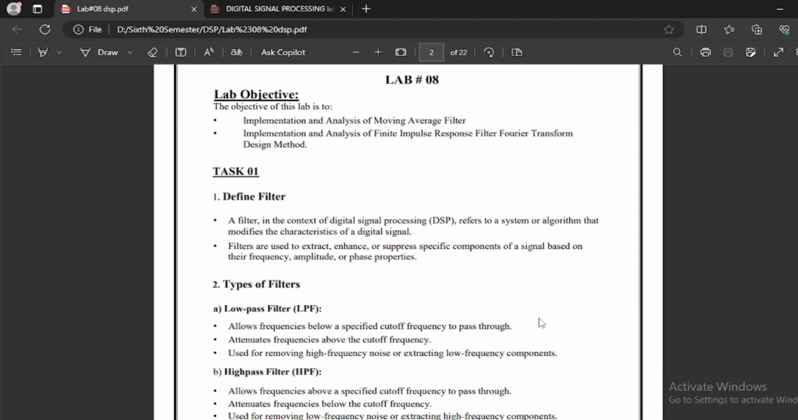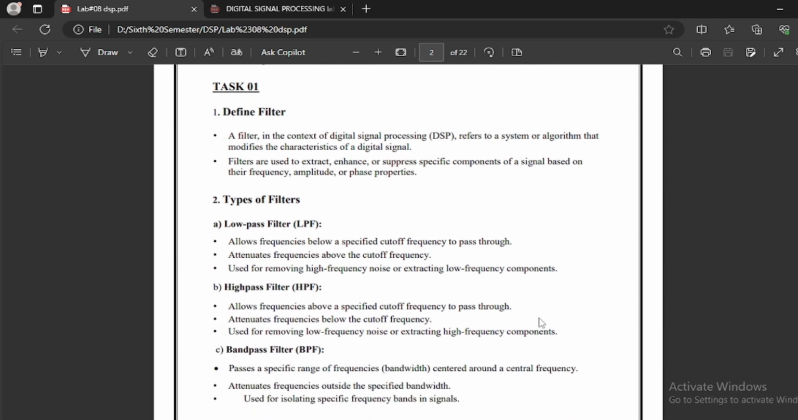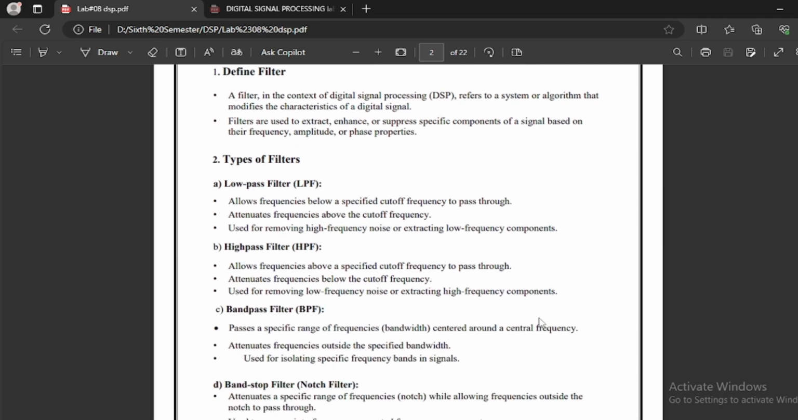A filter in the context of digital signal processing refers to a system or algorithm that modifies the characteristics of a digital signal. Filters are used to extract, enhance or suppress specific components of a signal based on their frequency, amplitude or phase properties. Types of filter. There are many types of filter.